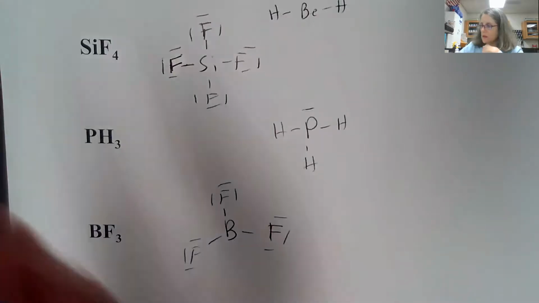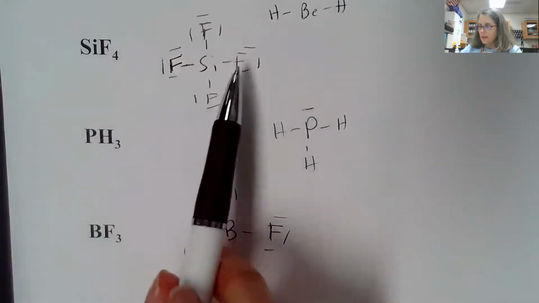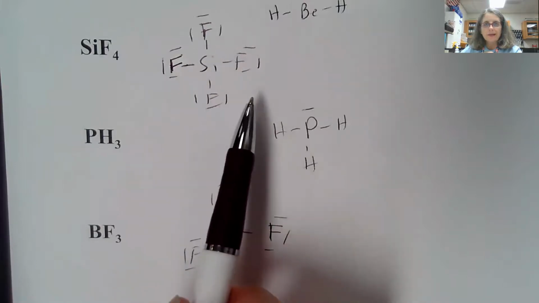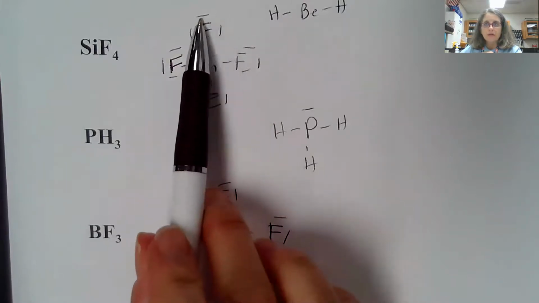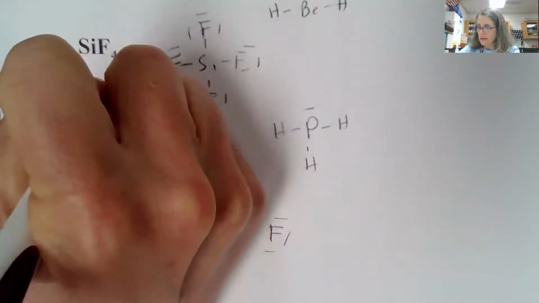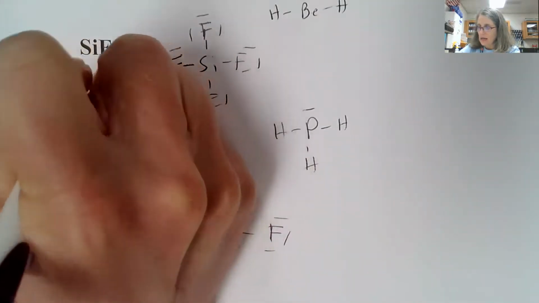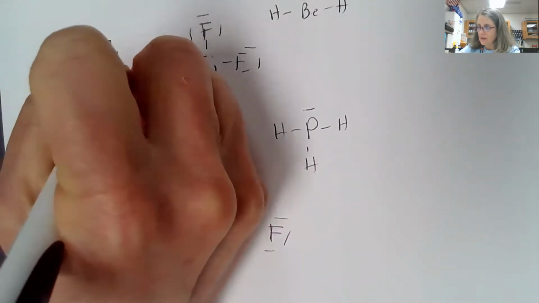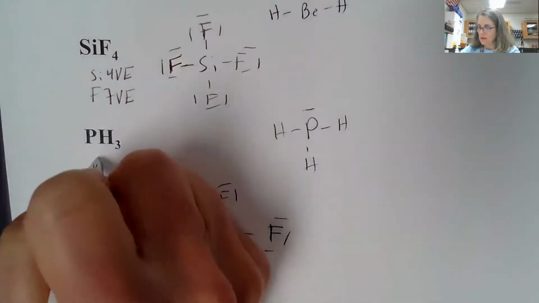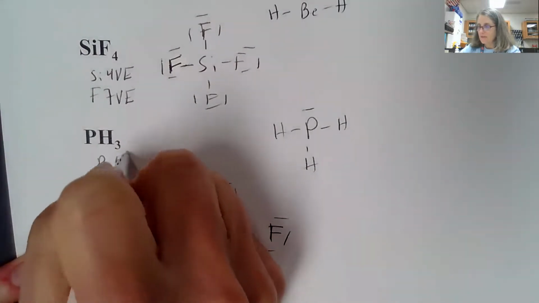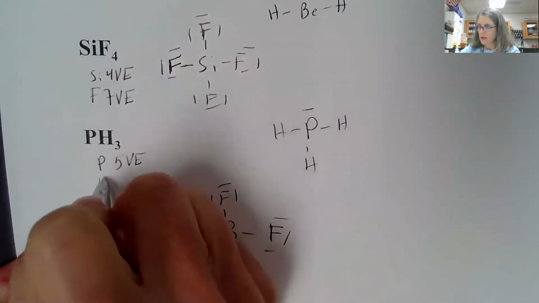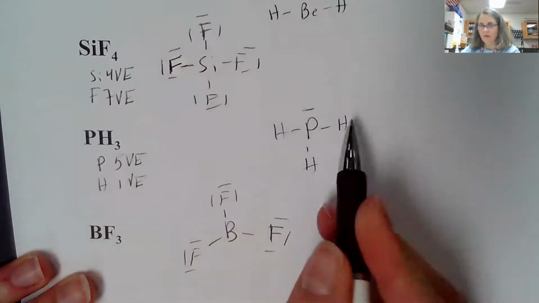With SiF4, Si has 4 valence electrons, so it's going to make 4 bonds with the fluorines, and the fluorines are going to have lone pairs because fluorine has 7 valence electrons, and silicon has 4 valence electrons. So you're kind of putting pieces of the puzzle together. Phosphorus has 5 valence electrons, so it's going to have a lone pair, and then hydrogen, having 1 valence electron, is going to complete that.